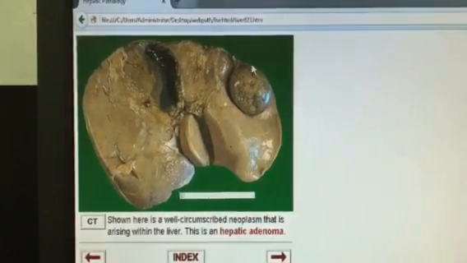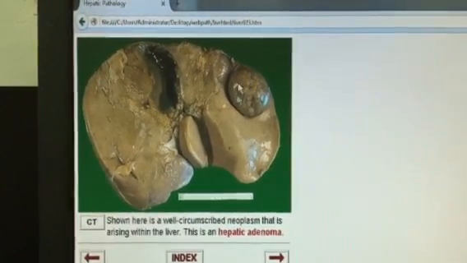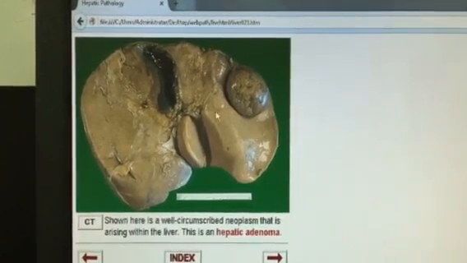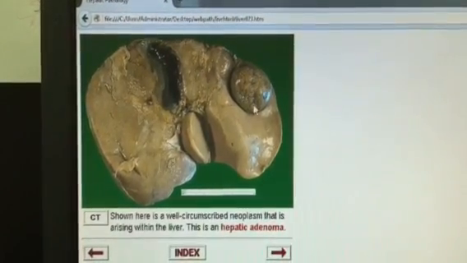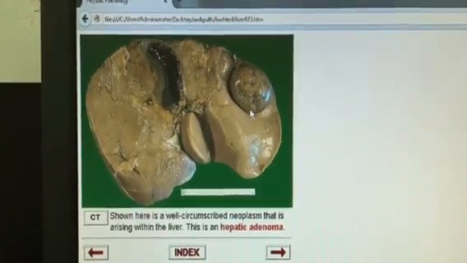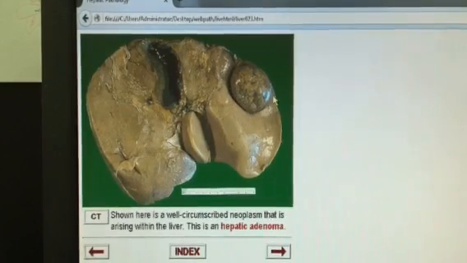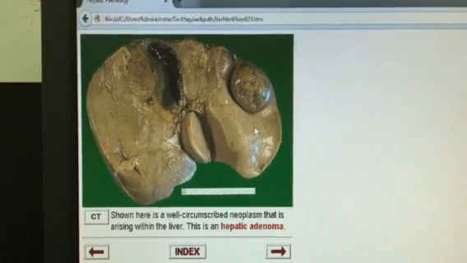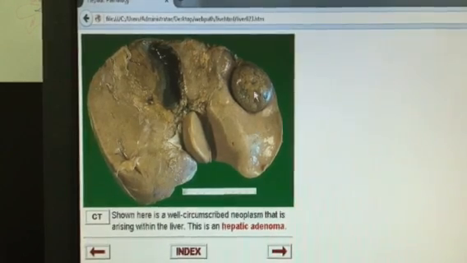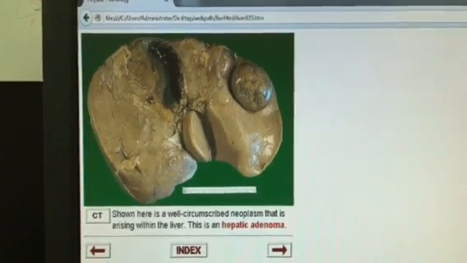Here we can see below the capsule there is a well-circumscribed neoplasm arising within the liver. Why do we say within the liver? Because it has the same architecture or same color as the liver. So if it is well circumscribed and there are no satellite nodules, we can conclude that this will be a benign tumor, which here is the hepatic adenoma.